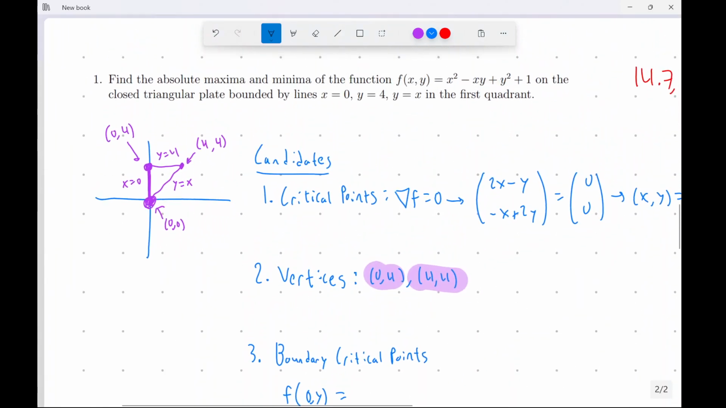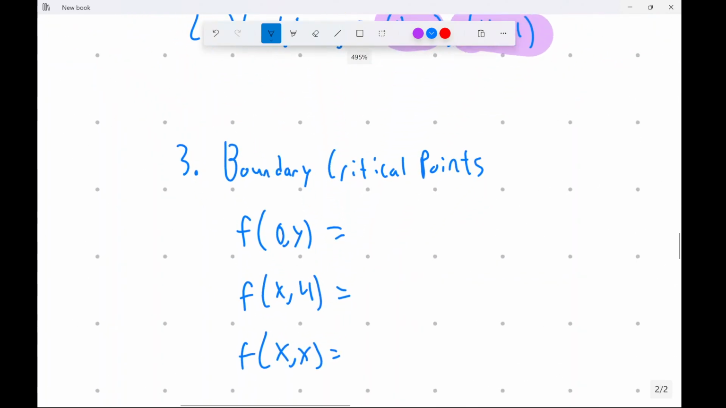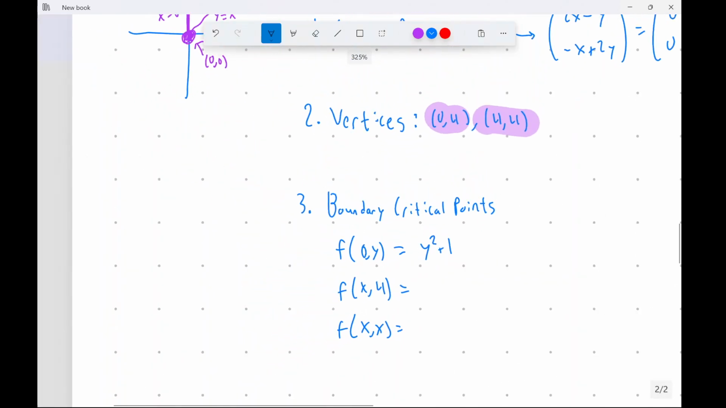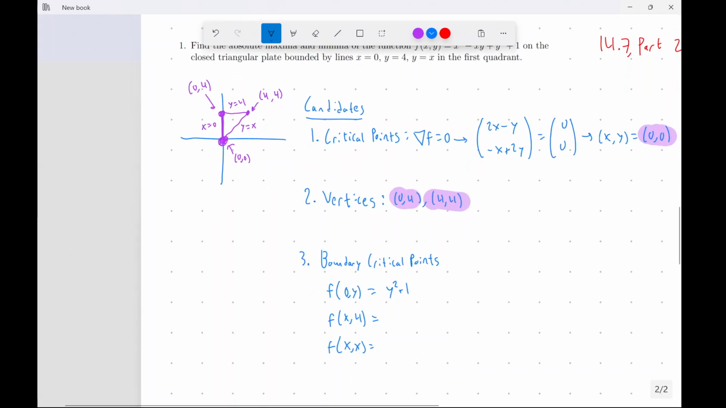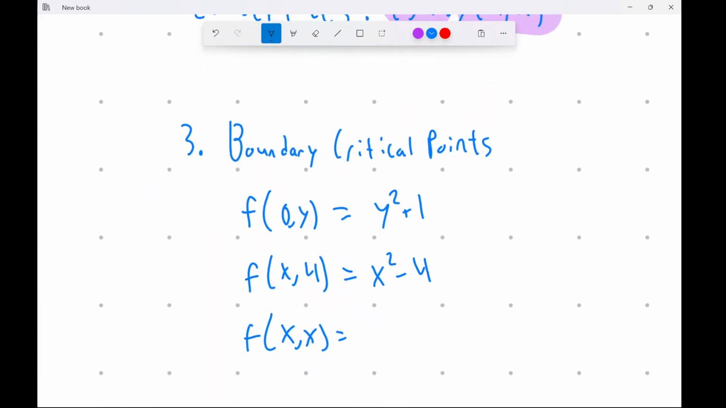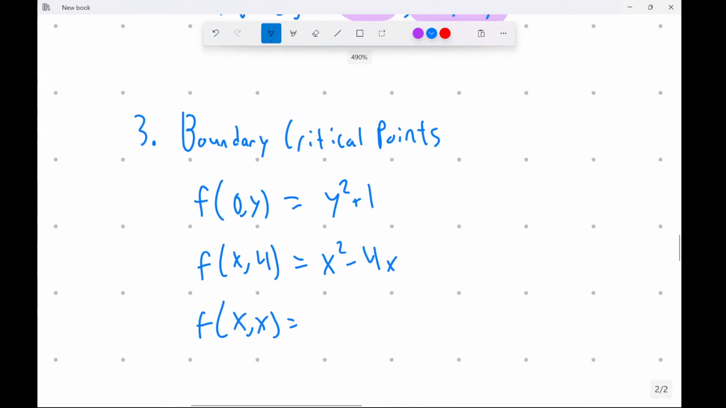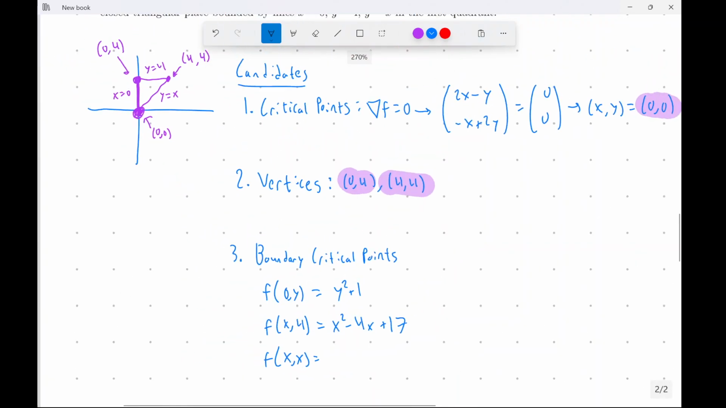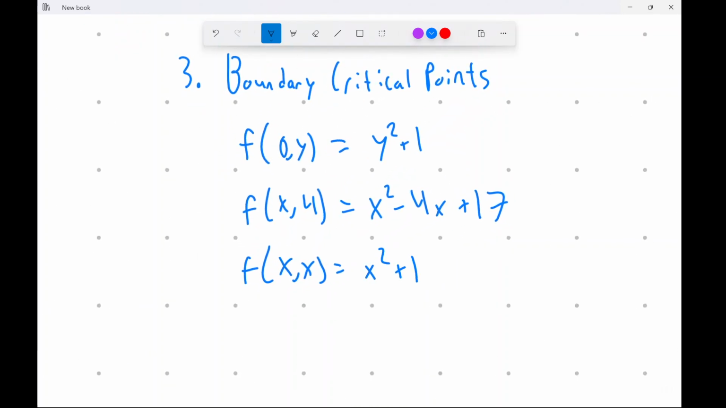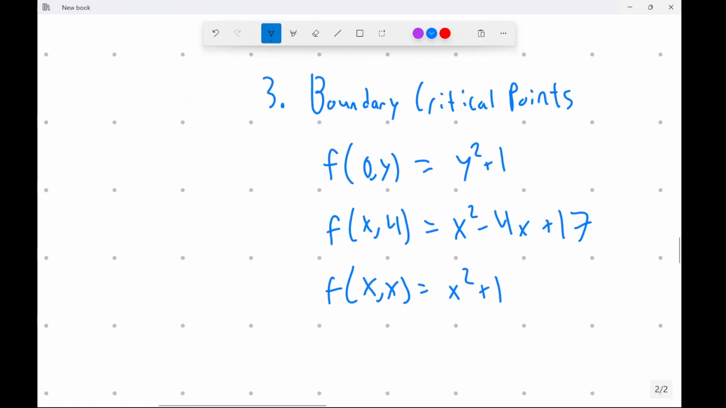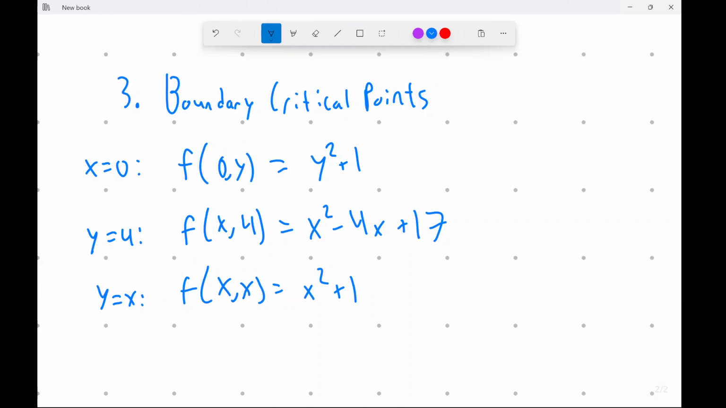The first one, when x is 0, that is y squared plus 1. The second one, when y is 4, that is x squared minus 4x plus 17. And the third one, when y is equal to x, I think you just end up getting x squared plus 1. Okay? So again, I'm just going to write over here the boundary conditions that I plugged in.